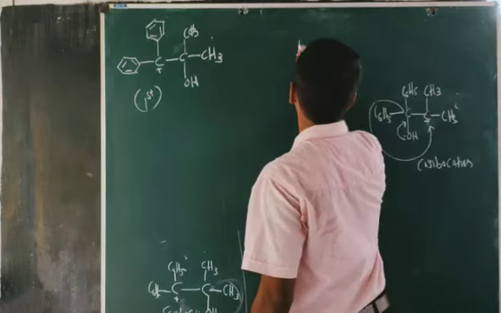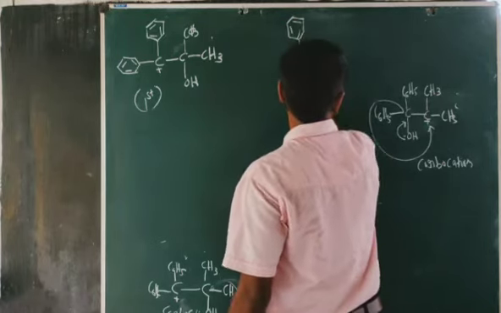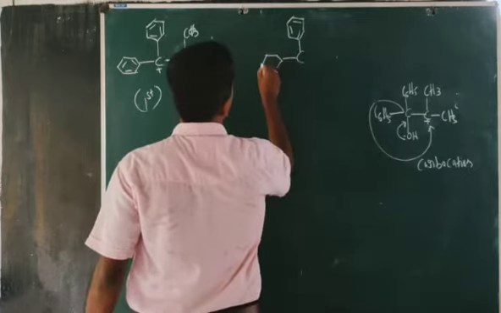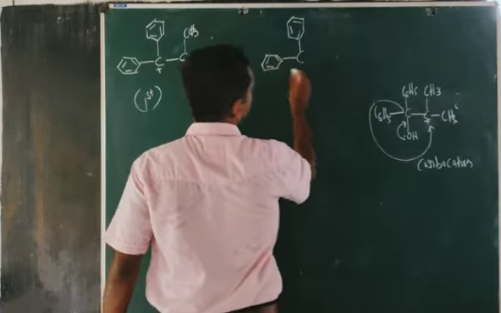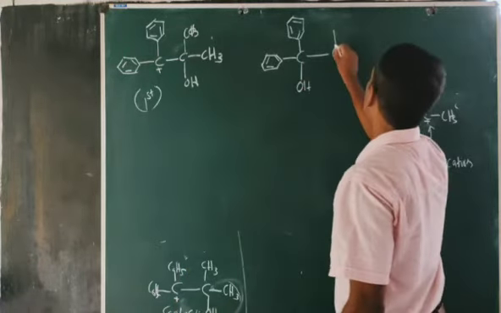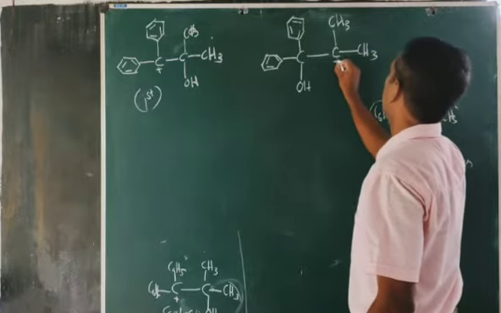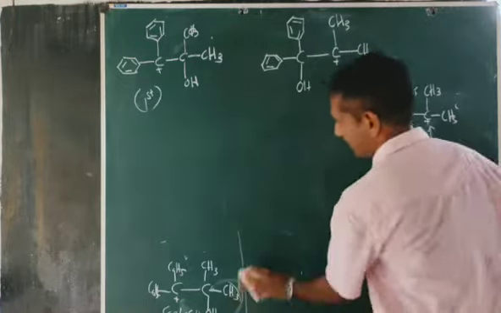And in the second case, the carbocation formed is C. Here it is our phenyl group, here also a phenyl group, here it is OH, and here it is CH3, and here is the positive charge. This is the second case.